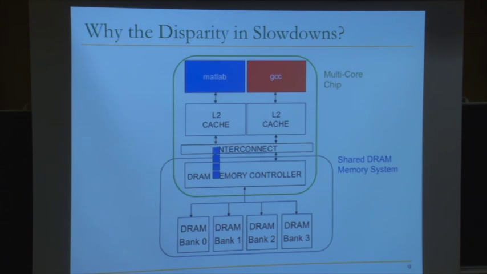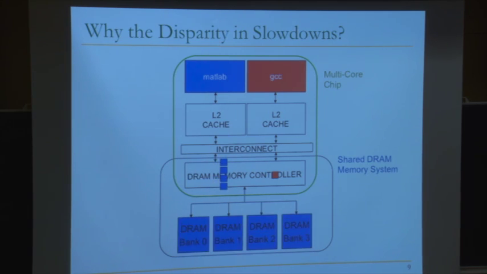And what ends up happening is MATLAB and GCC both miss in their caches. And MATLAB misses a lot more. It sends a lot of requests to the memory controller that gets queued up. And by the way, the latencies are very high here. It takes hundreds of processor cycles to access any of these DRAM banks. And it turns out this memory controller, whose job is to schedule requests and arbitrate between the requests of these different applications, prioritizes this MATLAB application over and over.